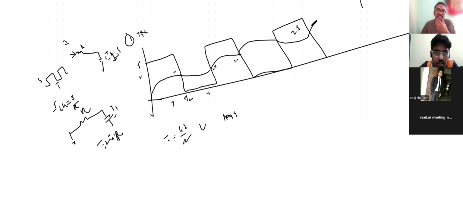Why is it stabilizing at 2.5? I can say one reason for that. My question is why it is not stabilizing at 3 or 4? Here I am giving some input, suppose VI, and I want some V output here.